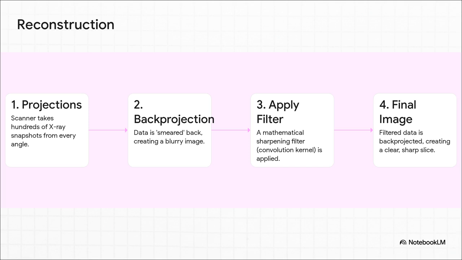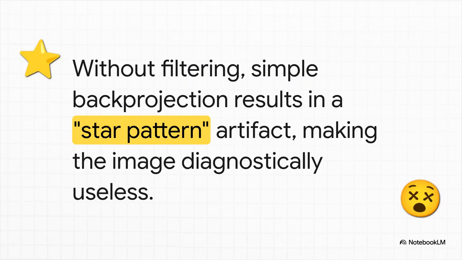If you just stack them all together, a process called back projection, you get a blurry mess, like you see in step 2. The magic is in step 3. A mathematical sharpening filter is applied to the data. Then, when that filtered data is back projected, the blur just cancels out and a clear, sharp image emerges. And this shows you exactly why that filtering step is so vital. Without it, simple back projection creates the star pattern artifact, which completely obscures the anatomy and makes the image totally useless. That filter is what turns this mess into medicine.